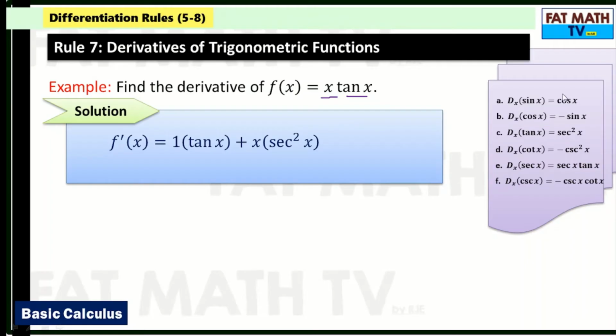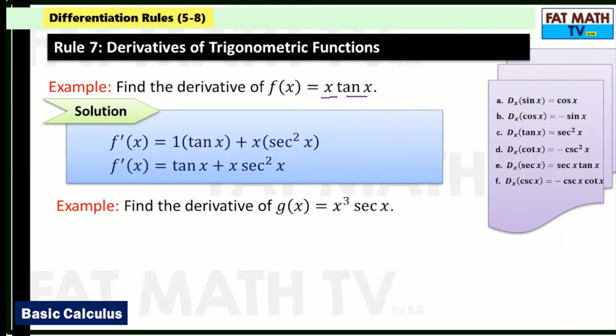You have to memorize these 6 formulas. So the derivative of tangent x is secant squared x. So hence we have this one. 1 times tangent x is simply tangent x, and x times secant squared x is x secant squared x. So this is the derivative of x tan x.